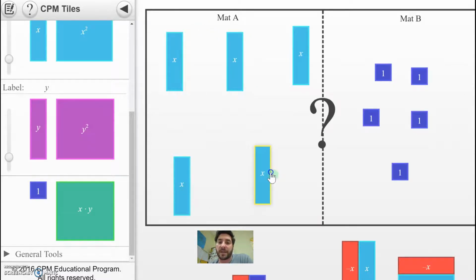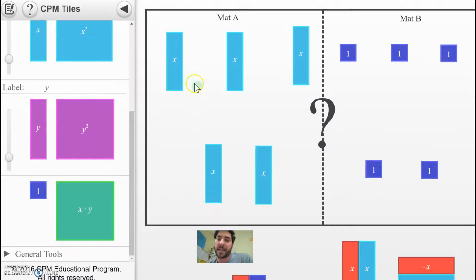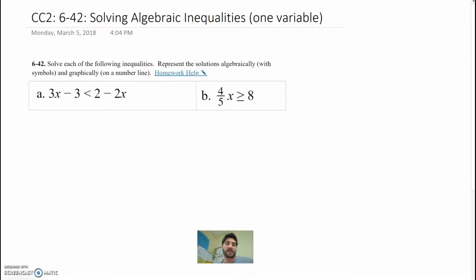So remove those zeros. And now I'm left with 5 x's compared to 5 1's. If I want to know just what one of those x's is, well, there are 5 x's and 5 unit tiles. If 5 x's is the same thing as 5 1's, that means 1 x is the same thing as 1 unit. So this simplifies all the way down to 5 x's are less than 5. If I divided both sides by 5, I would get x is less than 1. So if 5 x's are less than 5, that means that 1x is less than 1.